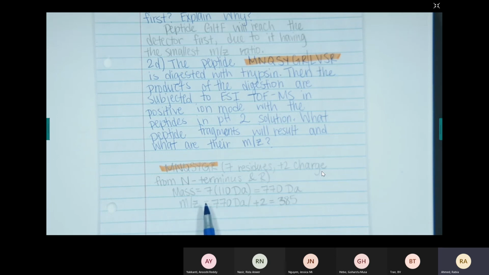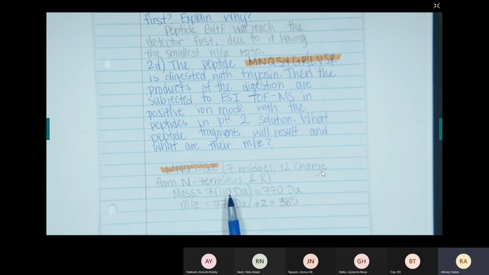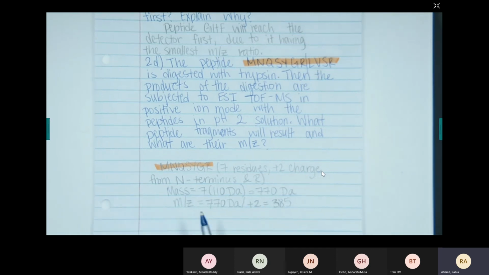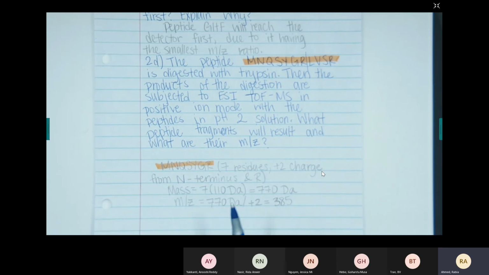So the mass is going to be equal to 7 residues times 110 Daltons. Remember, the 110 Daltons once again is the average residue weight that I told you guys to remember for this test and for your MCAT and whatever other academic tests, healthcare profession tests you guys are going to be taking. So M over Z equals 770 Daltons over the +2 charge, which is equal to 385.